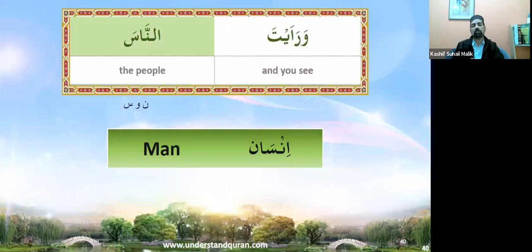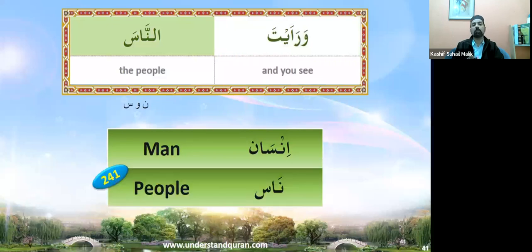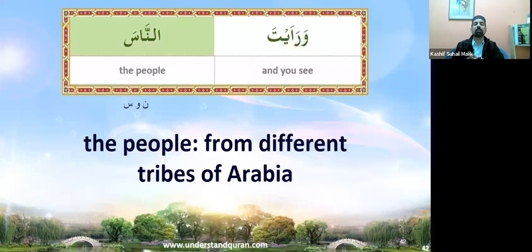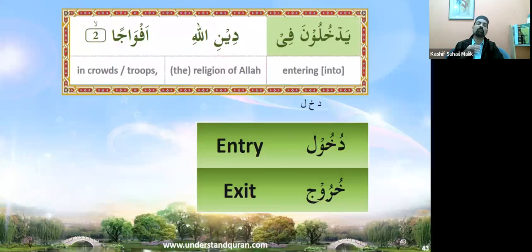Nas, insan, and nas is people. Then people, what are they doing here? And especially here, annas means the people from different tribes of Arabia at that time. So what were they doing? وَرَأَيْتَ النَّاسَ يَدْخُلُونَ فِي دِينِ اللَّهِ أَفْوَاجًا. يَدْخُلُونَ فِي دِينِ اللَّهِ أَفْوَاجًا.